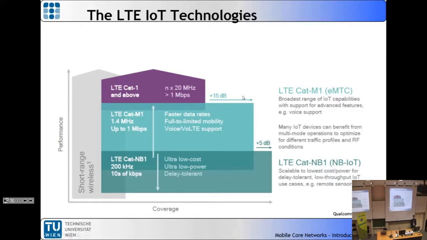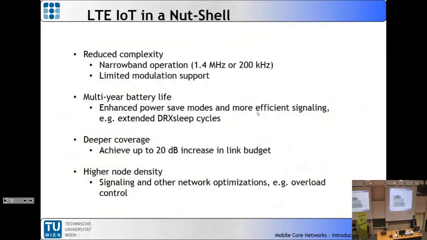So basically, we talked about two flavors. We talked about category M1, which is still capable of transmitting and streaming data, about 1 Mbit per second, so that would be optimized for any kind of video surveillance or control surveillance, where you need a constant data flow. The next more extreme case was narrowband IoT, where you're just capable of transmitting information, and you will be delay tolerant, at the benefit of very low power consumption, but at the cost of a very low data rate.